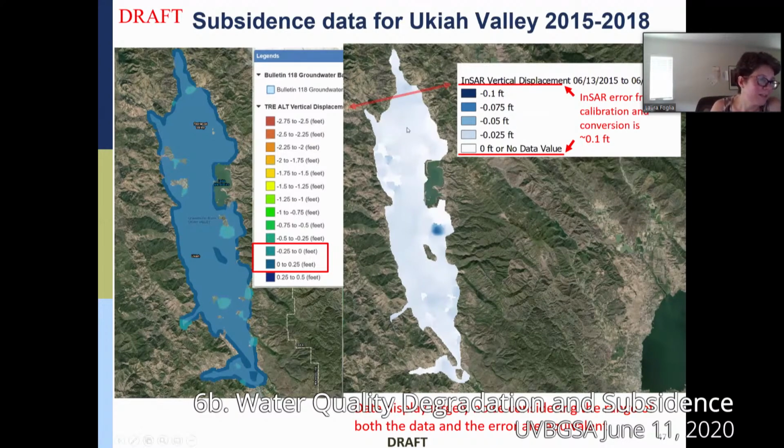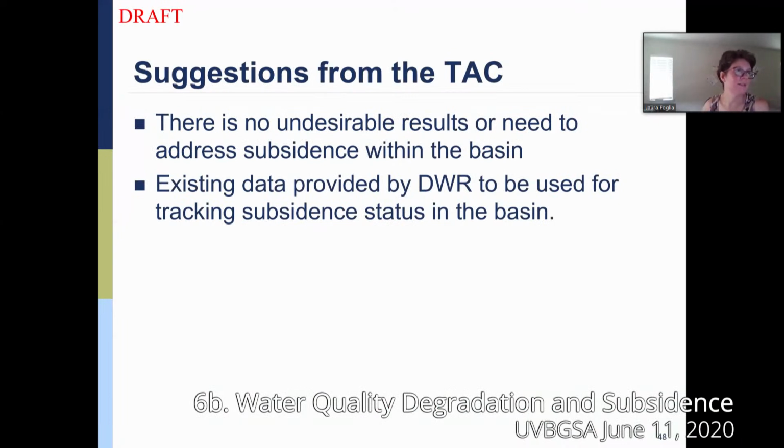In the plot on the right, which is the light blue one, you see some darker blue here. Darker blue would mean that there is some kind of subsidence. But when we go look at the size of this possible displacement, we are within the error of the instrument. So there is really nothing showing any possible subsidence happening right now. Our suggestion, and the TAC pretty much approved it, is that there are no undesirable results and there is no need to address subsidence significantly in the basin.